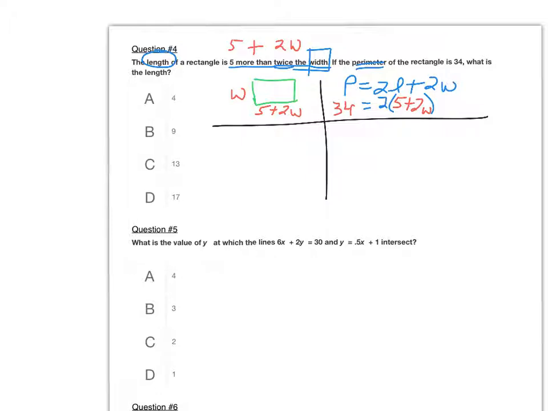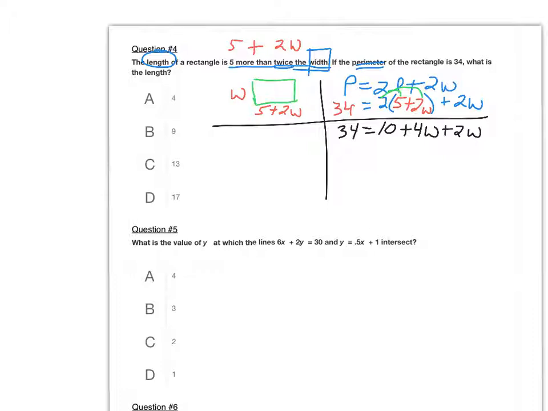And then since I don't know width, I'm just going to keep it as W. And I'm going to solve. So to solve, I need to distribute on this right side the 2 into the parentheses. So I get 34 equals 2 times 5 is 10. 2 times 2W is 4W plus 2W.